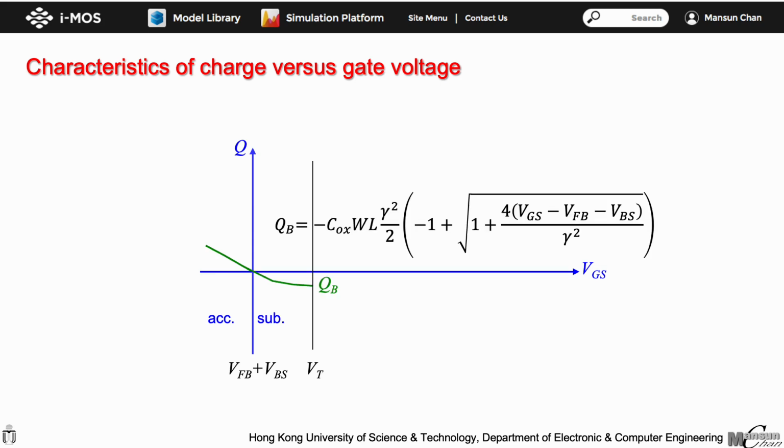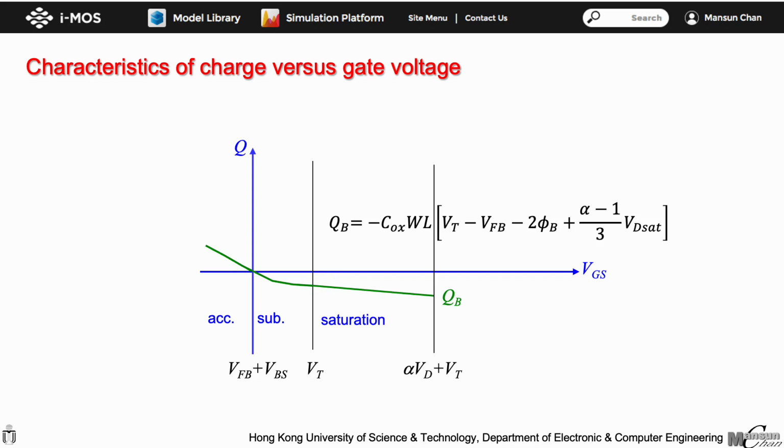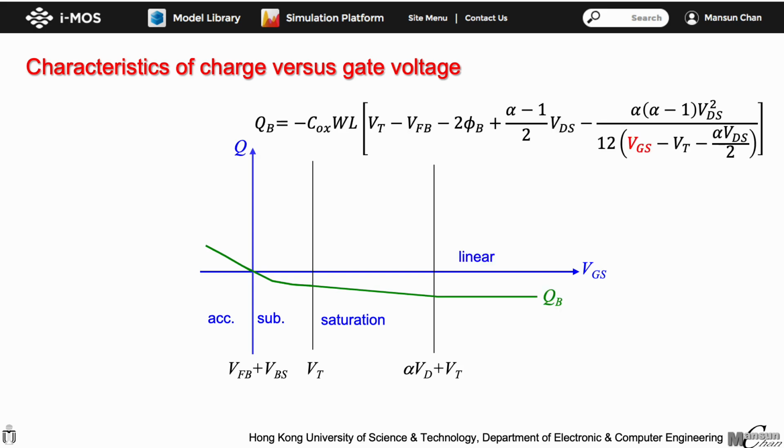In the depletion region, when the gate voltage is smaller than the threshold voltage, Qb is given by this expression here, and it has a square root relationship with the gate voltage Vgs. When we enter the saturation region, Qb is given by this expression here. From the expression, we can see that Qb is linearly dependent on Vgs through the Vdsat term. Finally, the MOSFET enters the linear region and has a much weaker dependence on Vg. It is almost flat in this region.